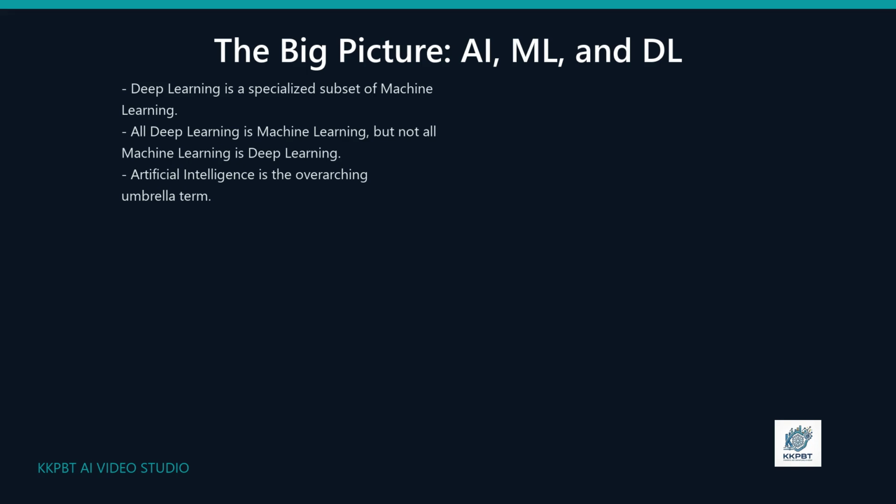Have you ever wondered what the actual difference is between machine learning and deep learning? These terms get thrown around all the time in tech, but they are not completely separate things. Think of artificial intelligence as a large umbrella. Machine learning sits right inside it, and deep learning is a specialized subfield inside machine learning. In simple terms, all deep learning is machine learning, but not all machine learning is deep learning.